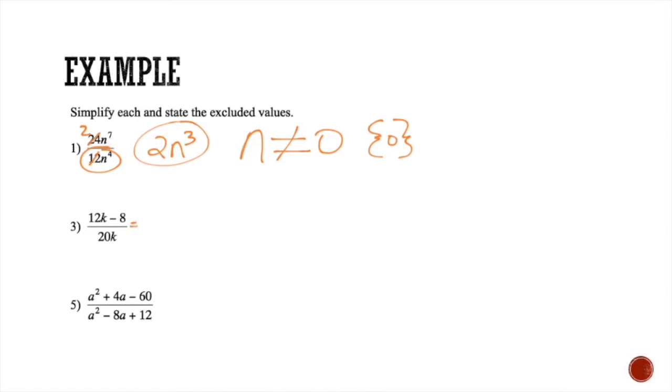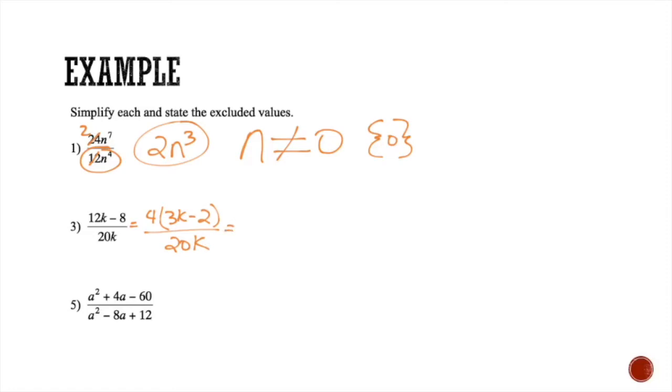Dividing. 3. 4. So if I take a 4 out there, what's left? 3k minus 2. All right. Now I am multiplying by that 4. You with me so far?